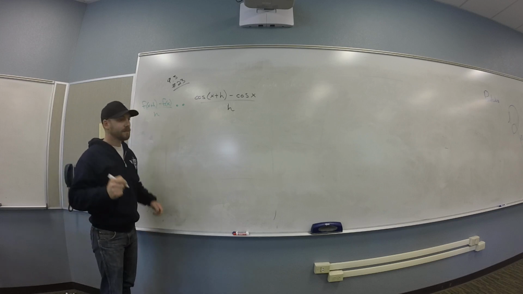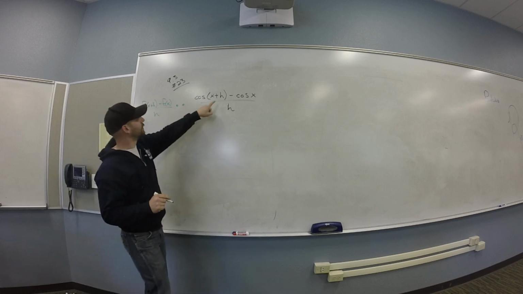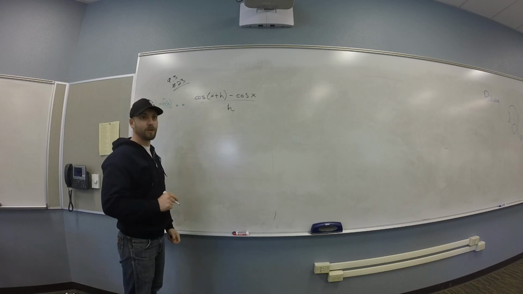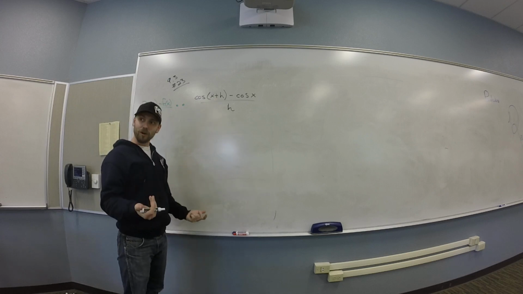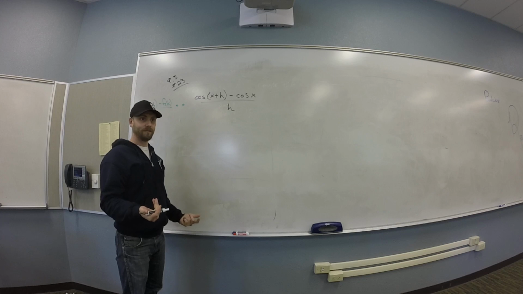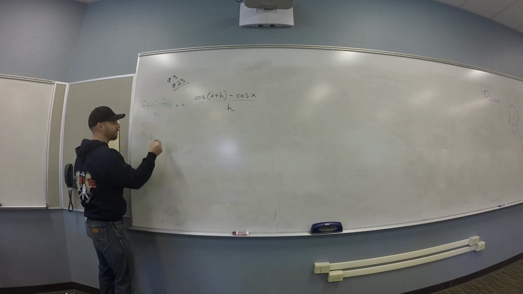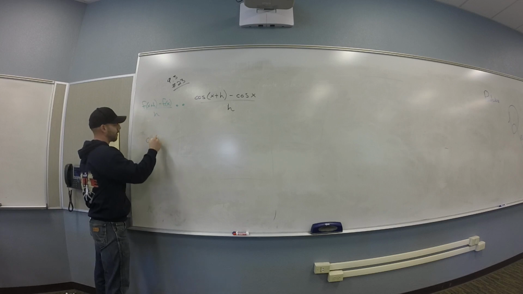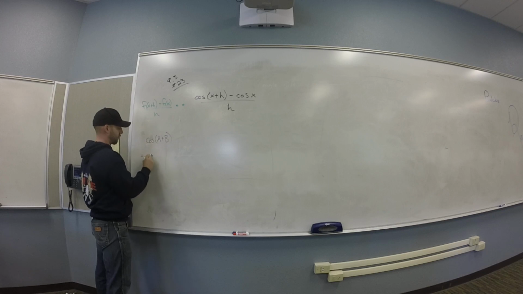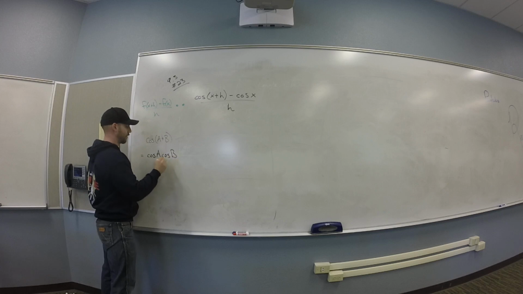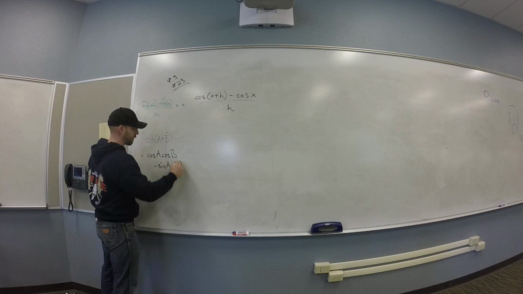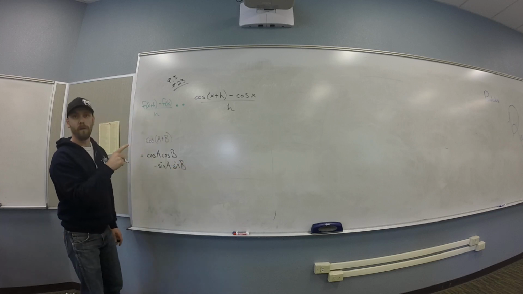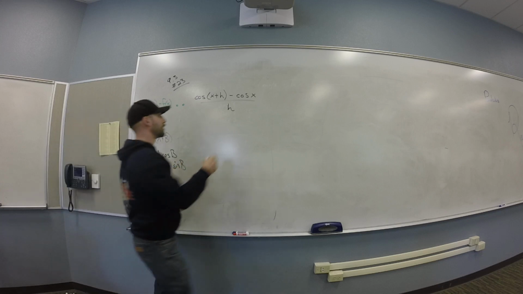It's not so bad. To figure it out, I need to simplify cosine of x plus h. I just so happen to know a sum of angles identity. So cosine of a plus b is cosine of a times cosine of b minus sine of a times sine of b. Okay, cool. So what are a and b? They are x and h. Okay, so I'm going to put that in here.